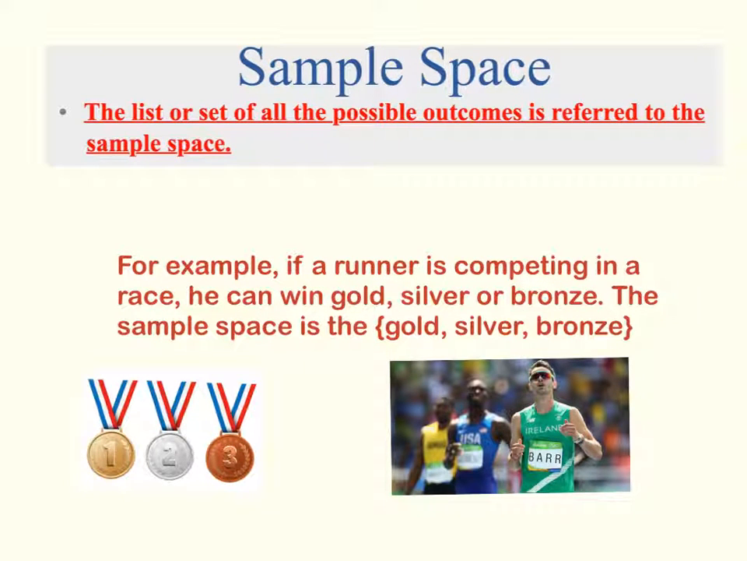So the first definition we look at is the idea of a sample space, and a sample space is defined as the list or set of all the possible outcomes. So for example, if a runner, in this case we've looked at our Irish sprinter Thomas Barr, is competing in any race, he has the possibility of winning a gold, silver or bronze medal. So we would say our sample space is gold, silver or bronze.